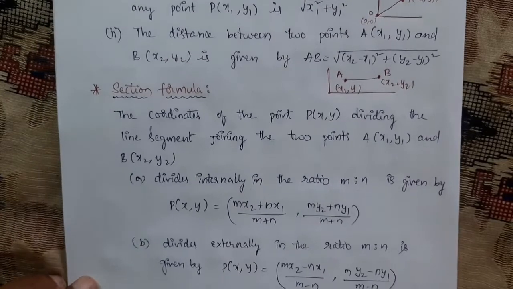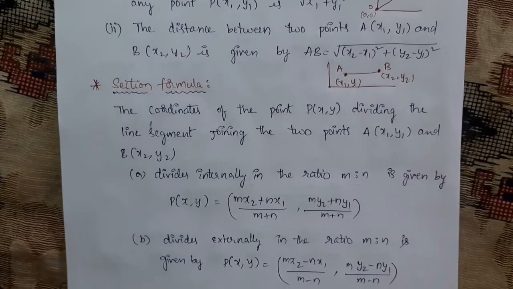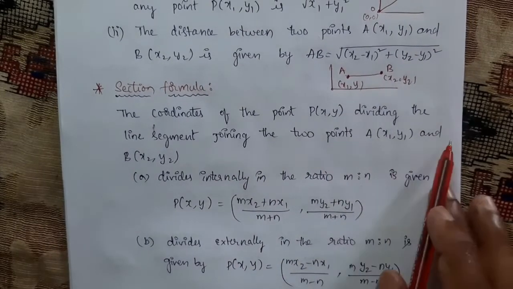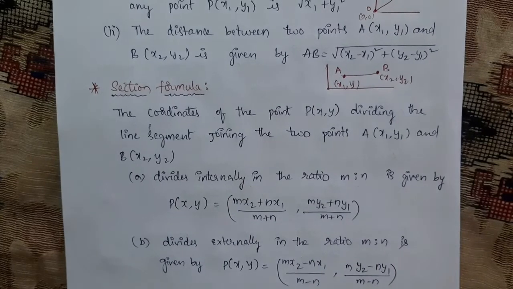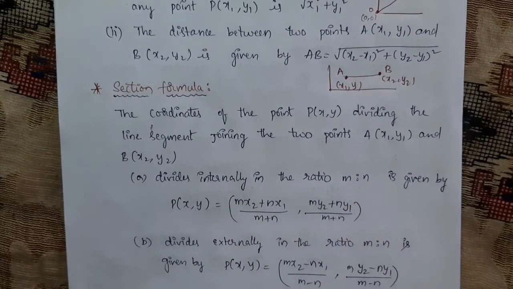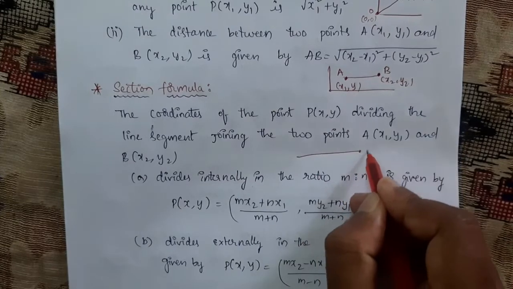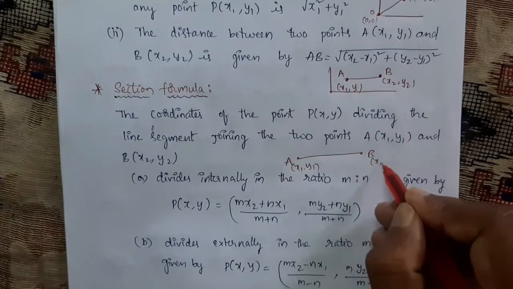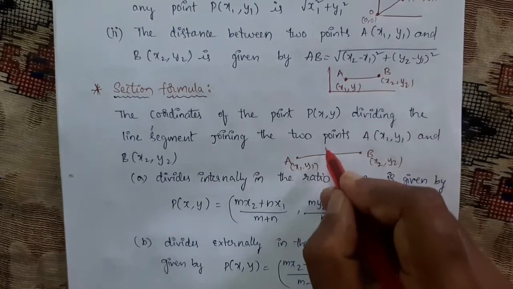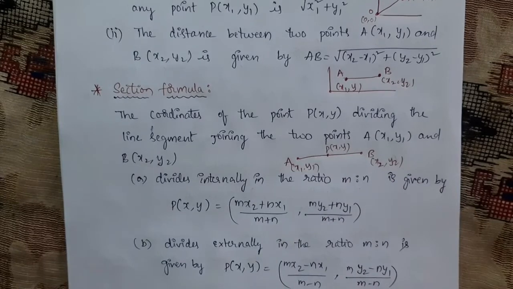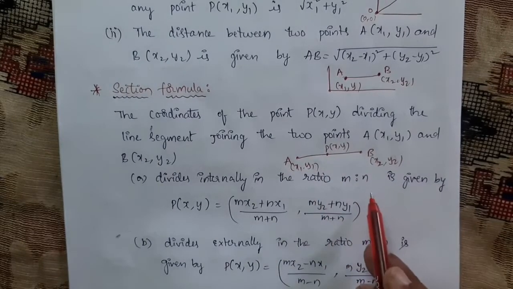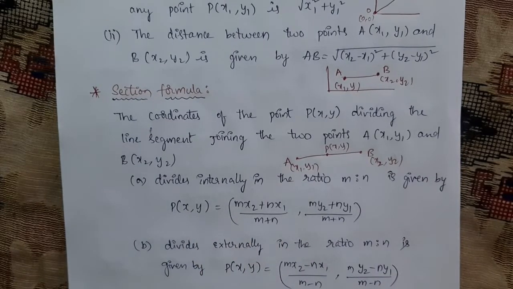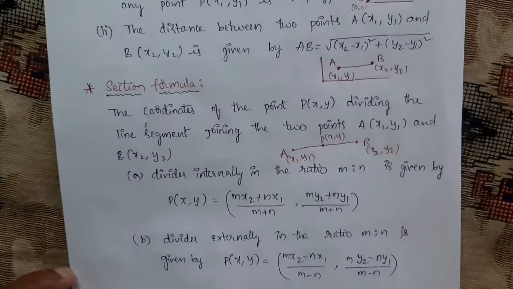Next, coming to the section formula, the coordinates of the point P of x comma y dividing the line segment joining the 2 points A of x1 comma y1 and B of x2 comma y2. If it divides internally in the ratio m is to n, for example, let this be A x1 y1 and B as x2 comma y2, and P is the point x comma y which divides internally in the ratio m is to n, then it is given by P of x comma y is equal to (mx2 plus nx1) by (m plus n), comma (my2 plus ny1) by (m plus n).